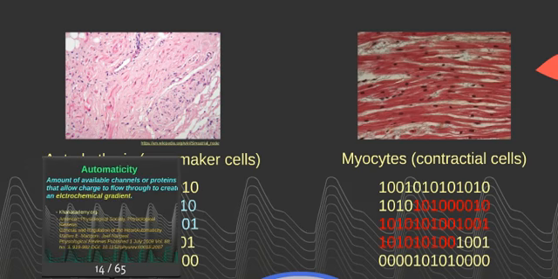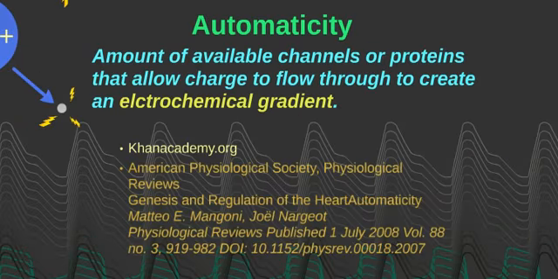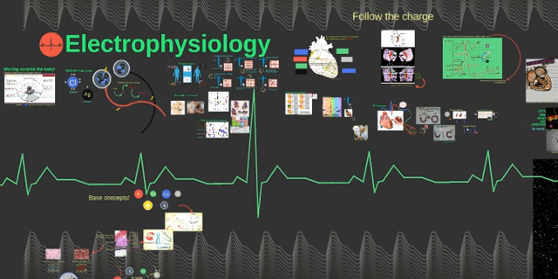And that whole question of automaticity was just baffling to me, that I couldn't tell you how this works. How do our cells start to fire? How does the SA node fire? How does the SA node fire first? What are the differences between the SA node and the AV node? And it all boils down to the amount of proteins and channels to allow these ions to create an electrochemical gradient. So that's the basis of everything.